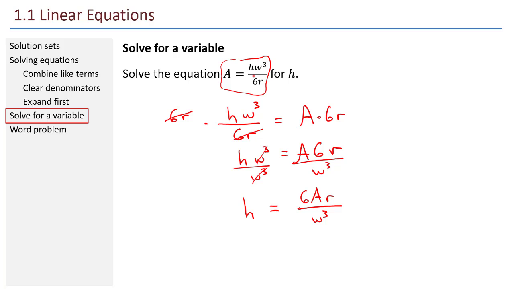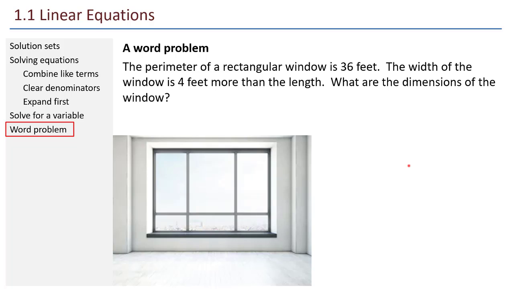Okay, our last topic in this section is a word problem. So sometimes you come across word problems where you need to solve a linear equation to get the solution. In this word problem, the perimeter of a rectangular window is 36 feet. This is a very large window. The width of the window is 4 feet more than the length. Now to me, width and length sound kind of similar, but they say the width is longer. The width is 4 feet more than the length.